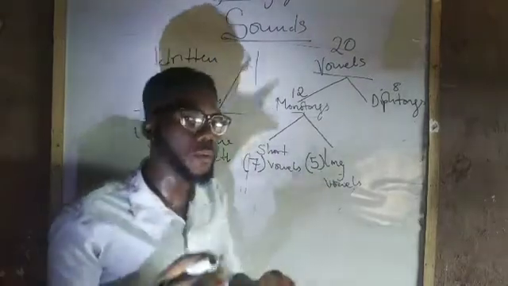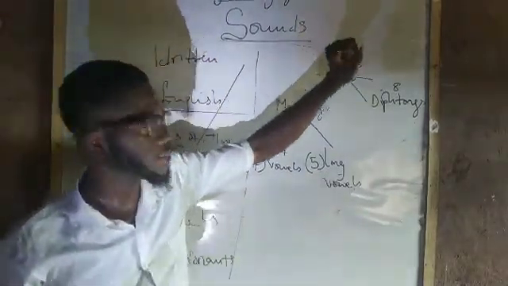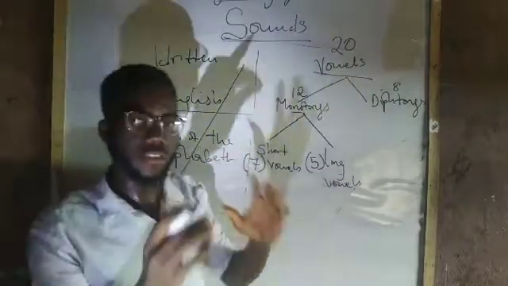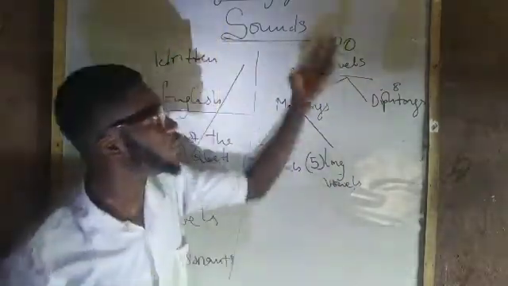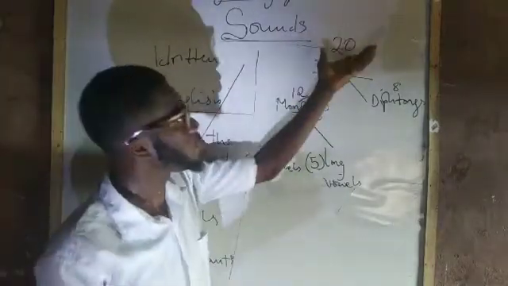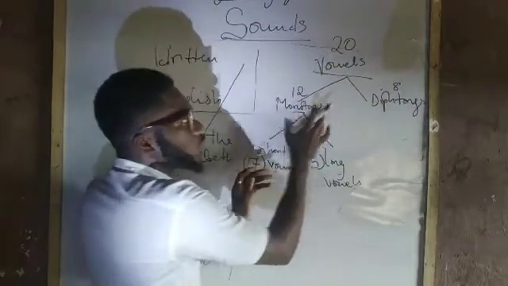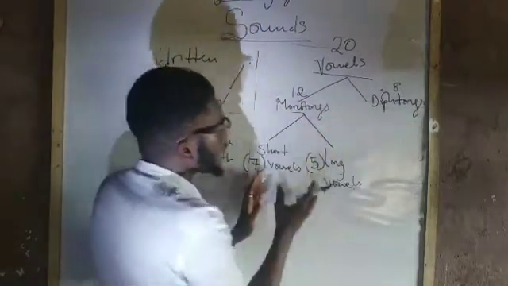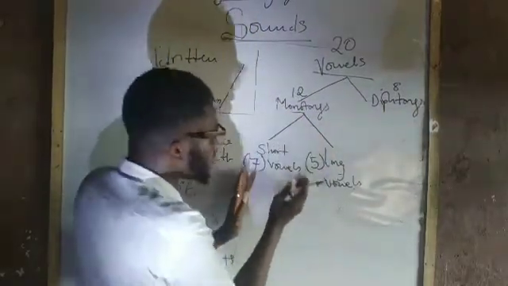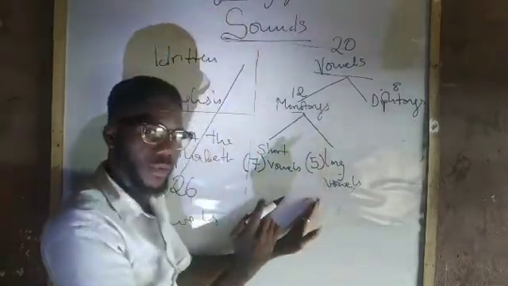I believe you will remember where we started from. There are 44 sounds of the English language, and these 44 sounds are divided into vowels and the consonants. The vowels are 20, and the consonants on the other part are 24. Now, these 20 vowel sounds are further classified into 2, the 12 monotones and the 8 diphthongs. And right under the monotones, you have the 7 short vowels and the 5 long vowels.